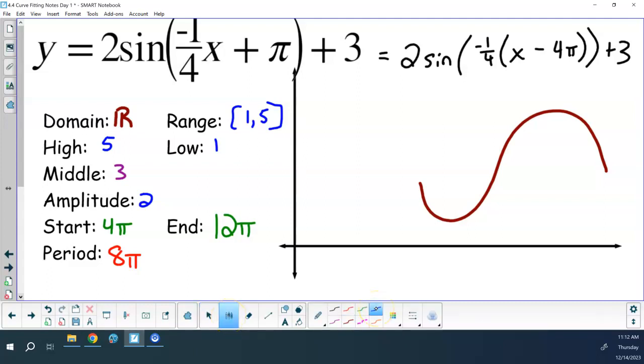Vertically, our lowest point is 1. Our middlest point is 3. And our highest point is 5. Horizontally, we start at 4 pi. We end at 12 pi. Halfway, how many pi's? 8 pi. Halfway, first half. Halfway, second half.